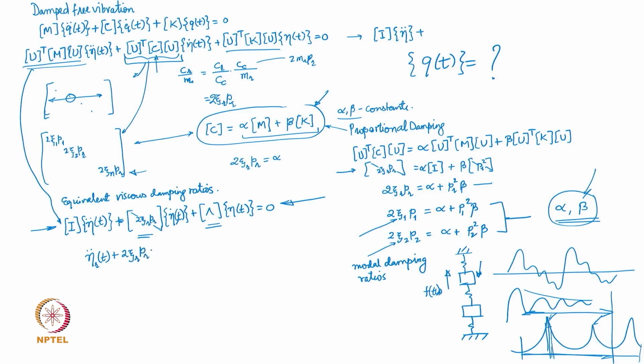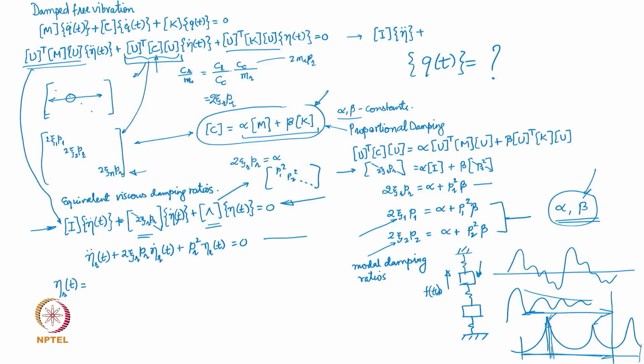Write them as eta r double dot t plus 2 zeta r pr eta r dot t plus pr square eta r t equal to 0. Make a note that this spectral matrix is a diagonal matrix containing all the squared natural frequencies. These are all eigenvalues. Now we start from here, and you will recall that this is the typical equation that you get for a single degree of freedom system. What is the general solution of this governing equation of motion?